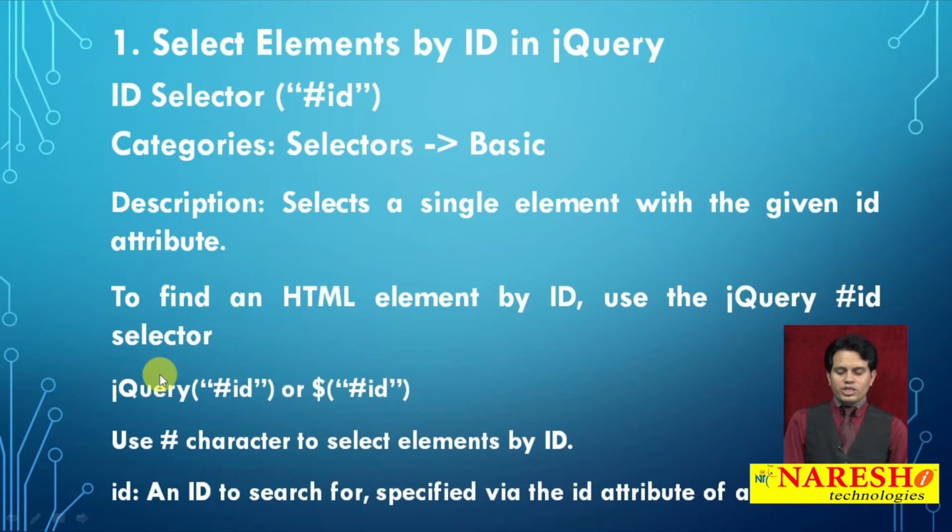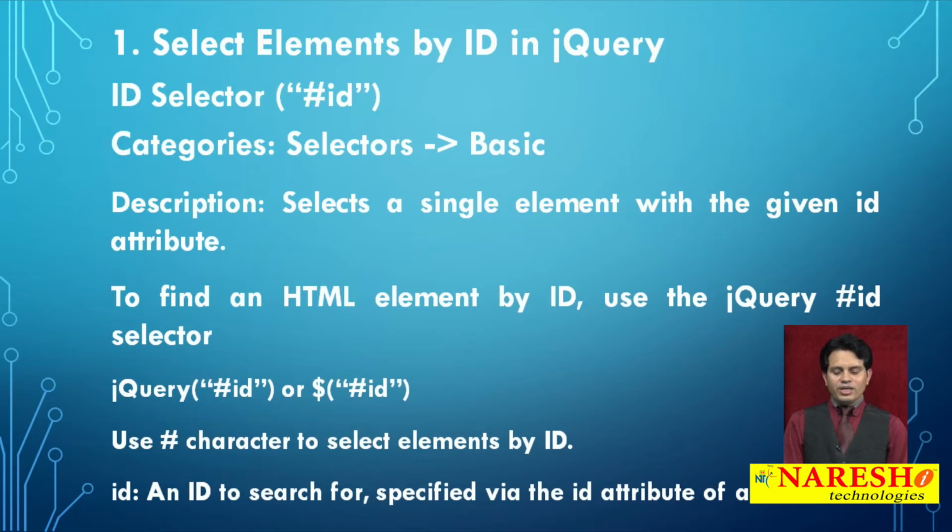So how to use it? jQuery of hash ID, or $ of hash ID. It means you select the one element with an ID attribute value using jQuery of hash ID, that is the actual function of the selector, or you can use the shorthand notation $ of hash ID. It is going to select an element and return a jQuery object. So use the hash character to select an element by ID. This point you must remember. Always use the hash character or hash symbol to select an element by ID attribute. It is a rule in the jQuery library script file.